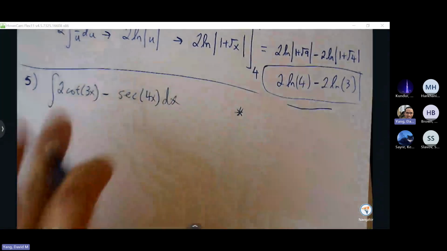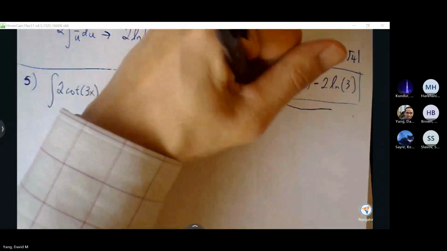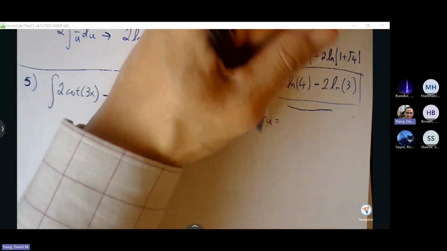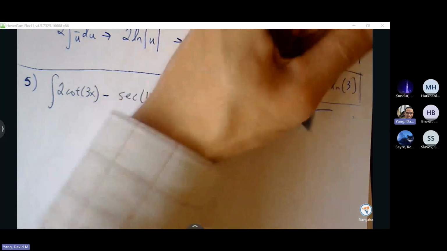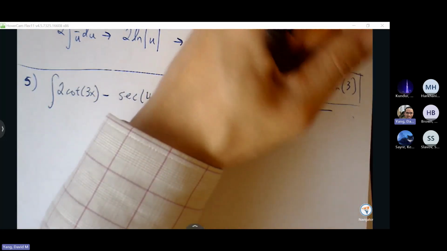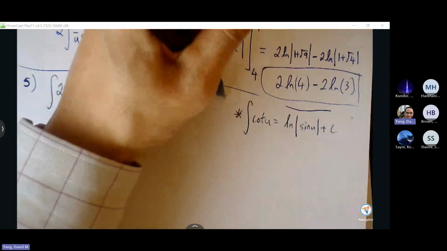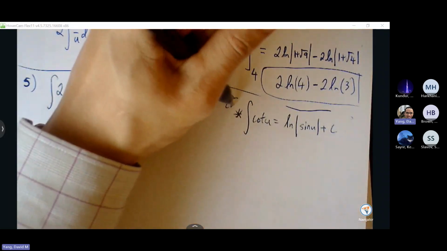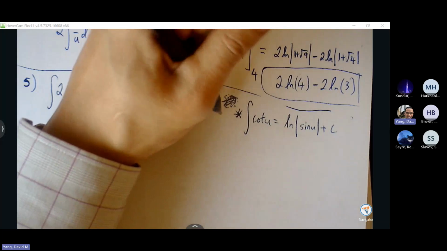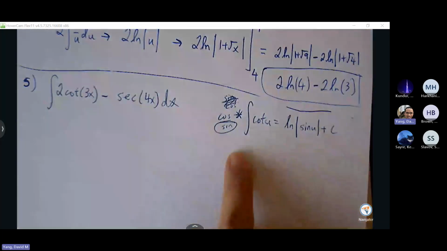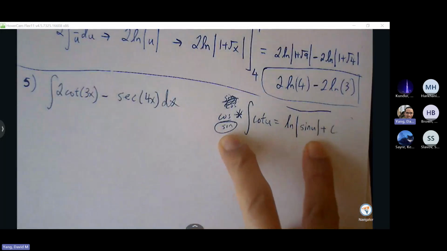So what's the rule for cotangent of u? We know cotangent is cosine over sine, so that denominator will show up. So natural log absolute value of sine of u. Let's see, right? Cotangent is sine over cosine. So, oh, sorry, my bad. Cosine over sine. So that's why that sine shows up. Are we good there? And a secant.